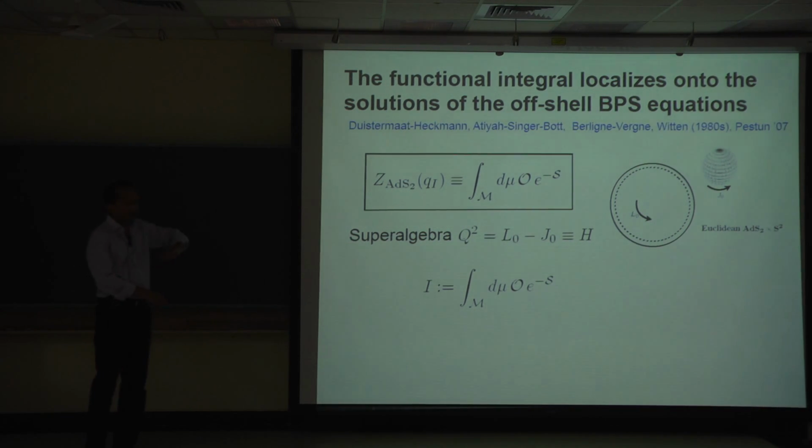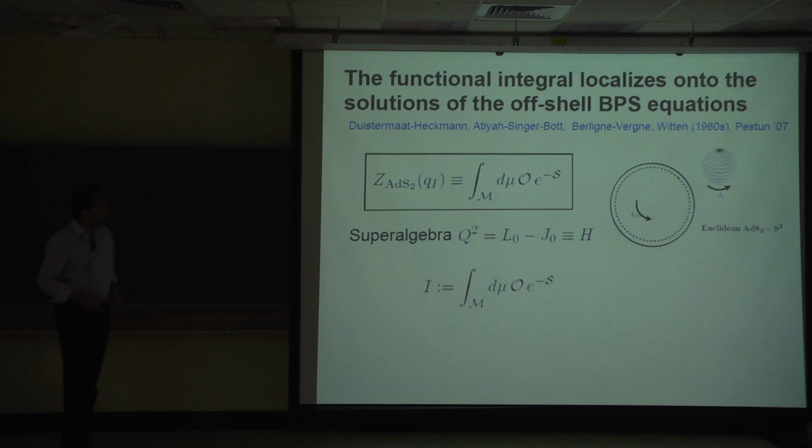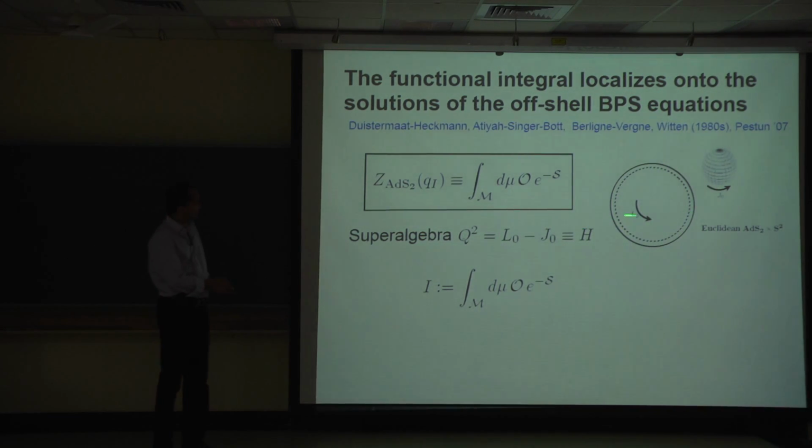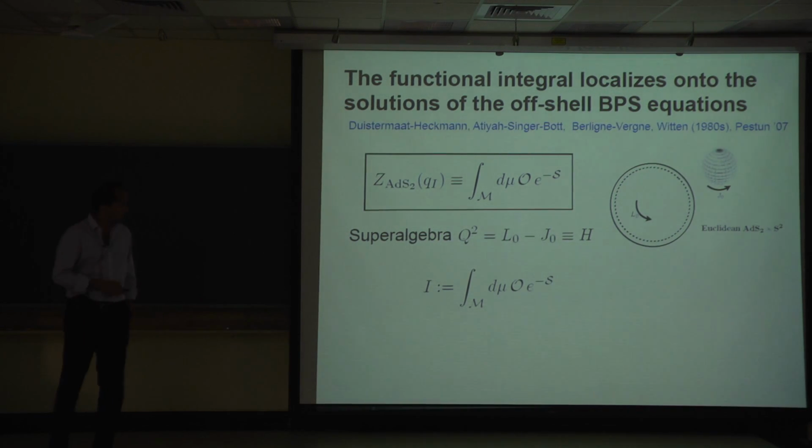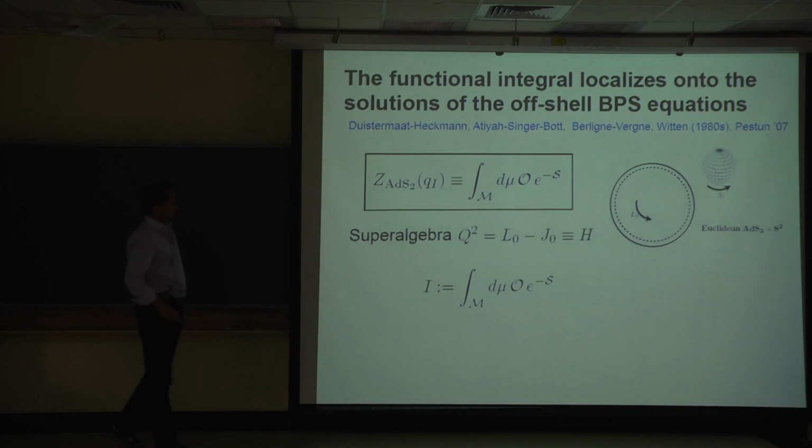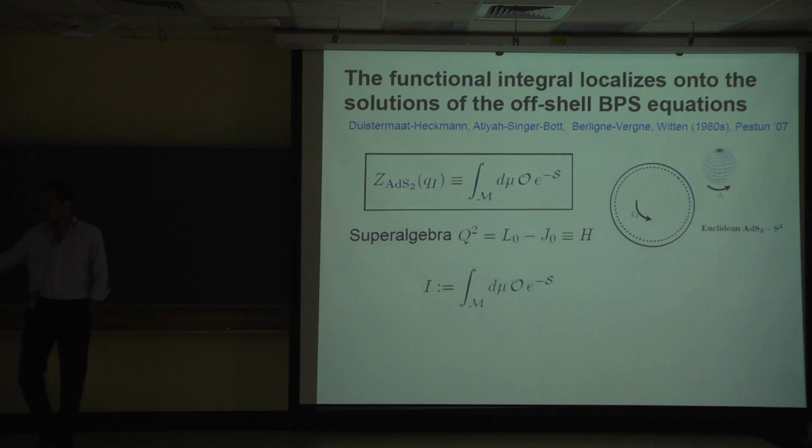Okay, it's a formal object because at this level, in principle, this could be infinite derivatives. Okay, but we'll fix this. This geometry admits supercharges, and I'll focus on one supercharge Q, which squares to L0 minus J0, which I'll call H. It's a compact U1 generator. And in this situation, integrals of this form can be solved exactly because of the following.